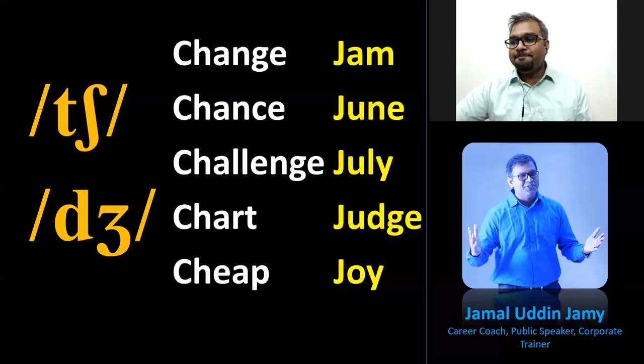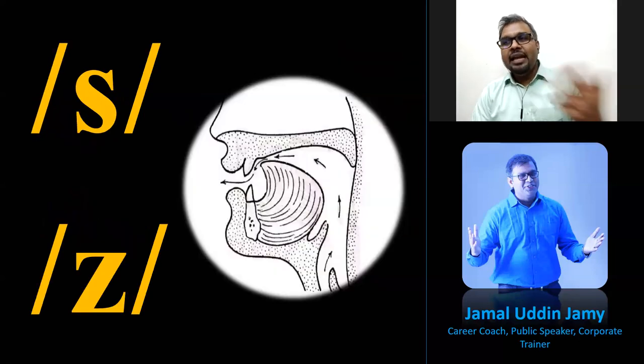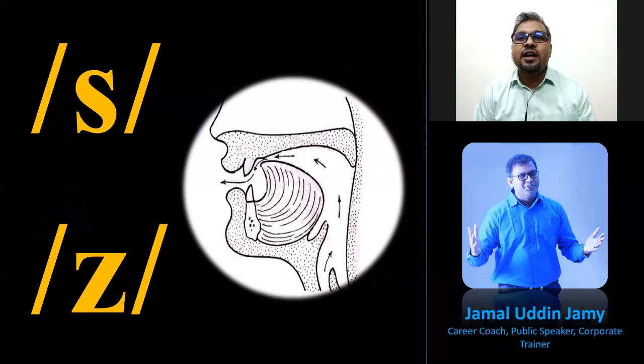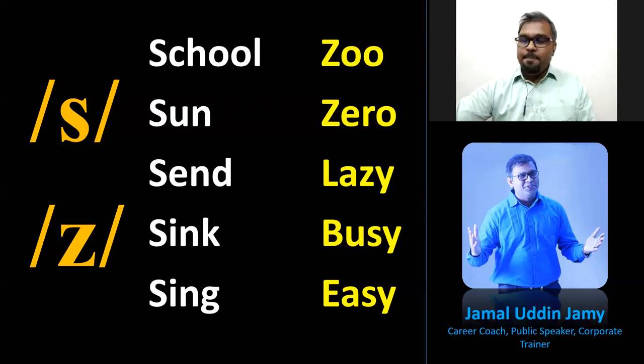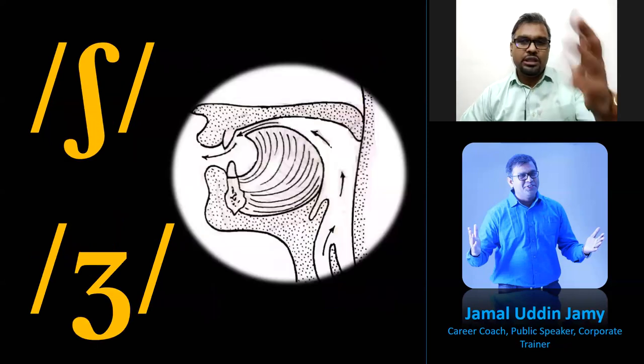Got it? Next one, very interesting one. See, it is letting the air come out. Sa, za, very easy, but the next one is not that easy. School, sun, sin, sing. Zoo, zero, lazy, busy, easy. You need to be a bit careful about these two sounds, okay?